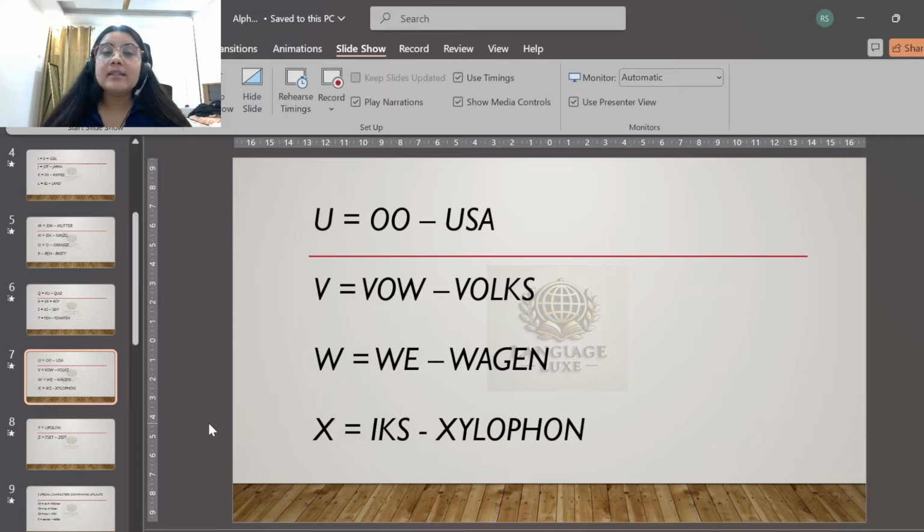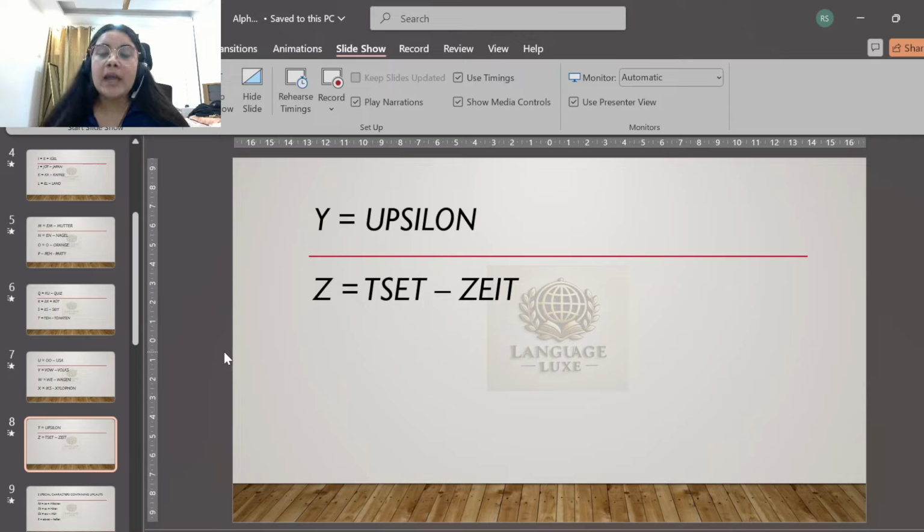Now X. X is basically X. It's written as xylophone, but the pronunciation will come as Xylophon. Then we have Y, called Ypsilon. And Z is basically Zet. As I said, S is equal to Z, Z is equal to S. Now it's starting with Z, however the pronunciation will come as S.